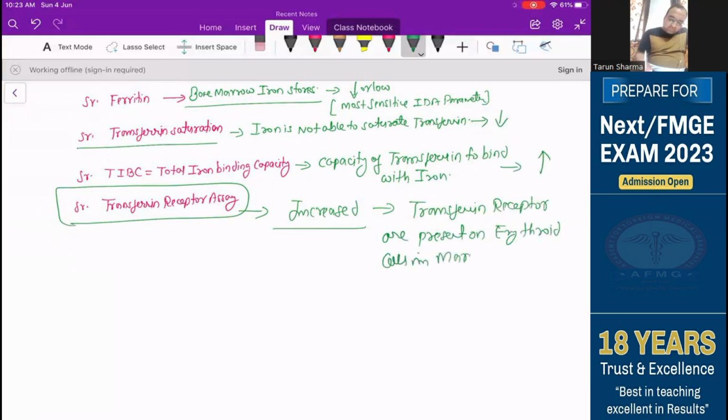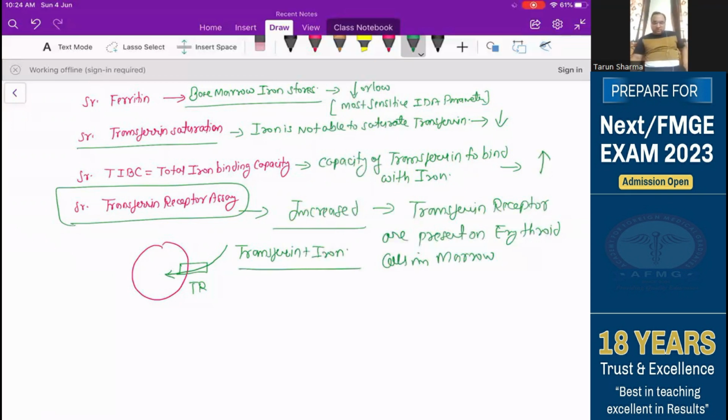So what does this receptor want? This receptor is present on the surface of the erythroid cell. Like, this is the erythroid cell. On its surface, we have this transferrin receptor. What is the function of this transferrin receptor? This transferrin receptor is used to carry the transferrin plus iron from the blood. Every iron and transferrin molecule complex, when it enters the bone marrow, will enter the erythroid cells only by this receptor.